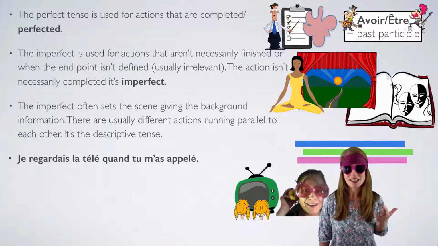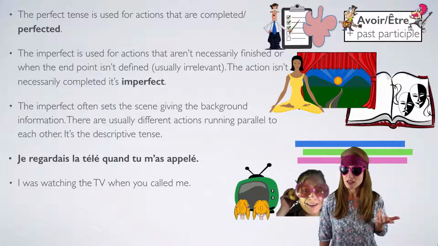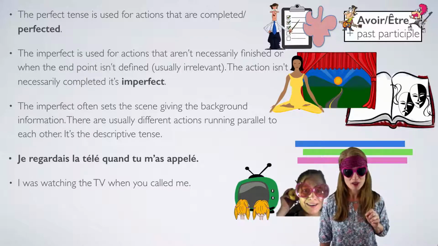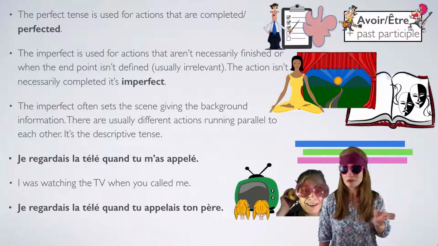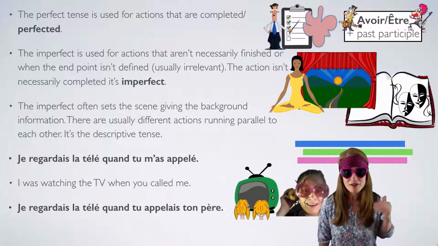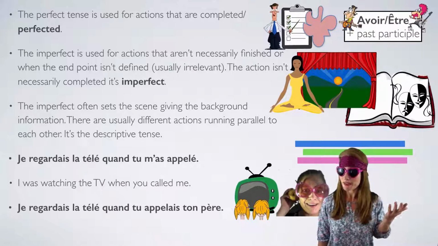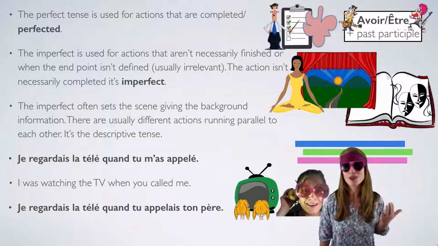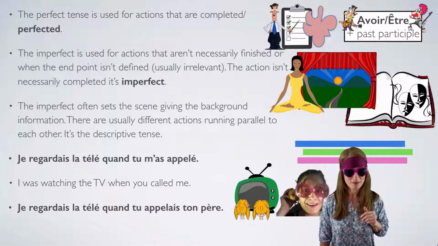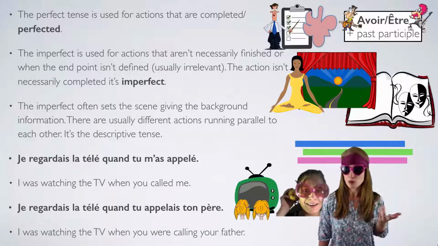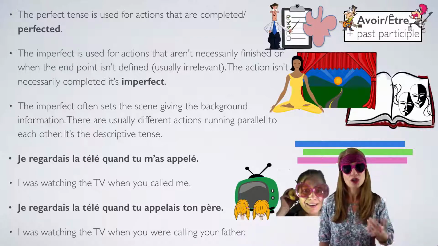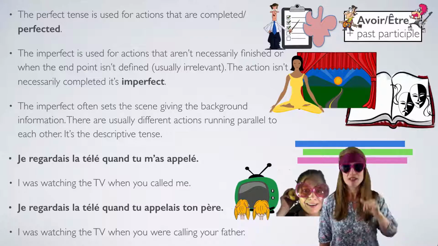The imperfect is the descriptive tense. Je regardais la télé quand tu m'as appelé. What does it mean? I was watching the TV when you called me. Okay, so we've got the background information plus the main action, which is in the perfect. You can have two lots of imperfect if both actions are continuous in the past. Je regardais la télé quand tu appelais ton père. I was watching the TV when you were calling your father. Two wasing and werings there.